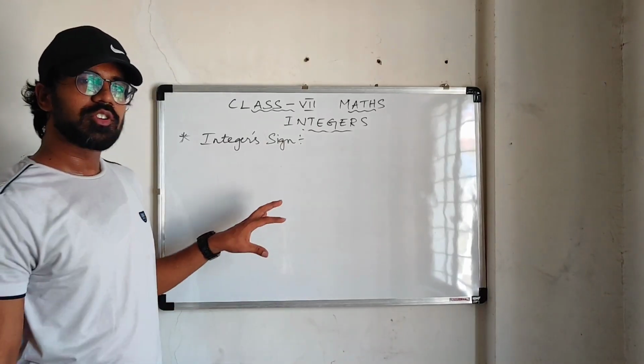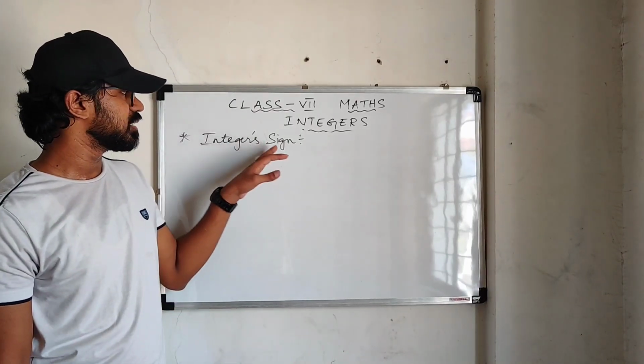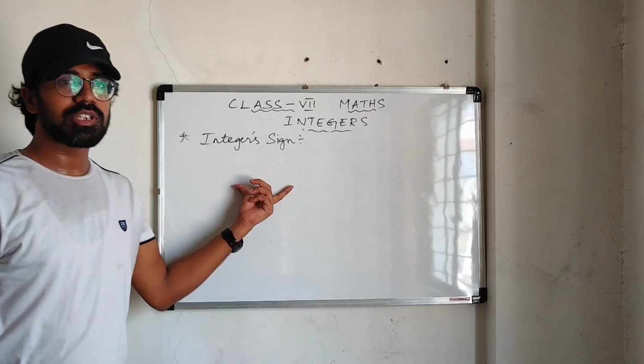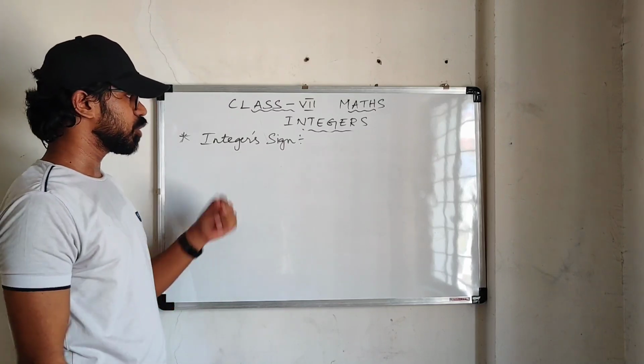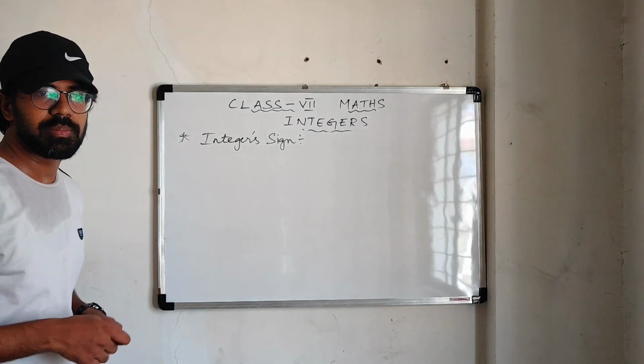Alright, so the next topic we have over here is integers sign. This is one of the important ones in the integers chapter. Let's look at that one. There are 4 rules which you have to remember at any cost.